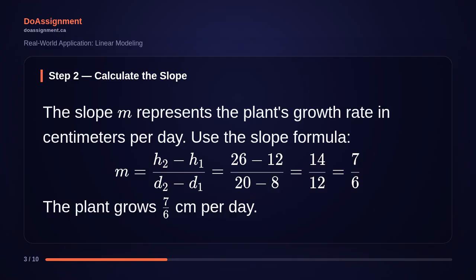Next, we calculate the slope using the 2 points. We subtract the heights and divide by the difference in days. 26 minus 12 is 14, and 20 minus 8 is 12. So the slope simplifies to 7 over 6. Meaning the plant grows 7/6 of a centimeter every day.